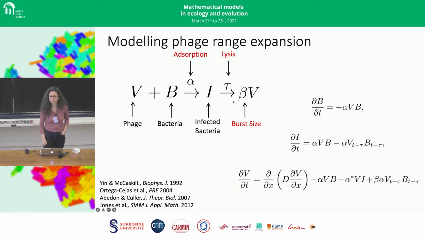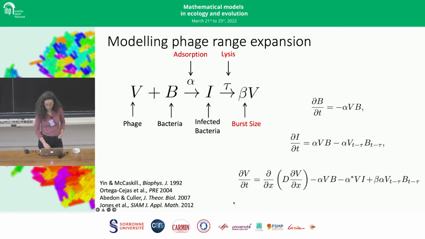So if you put everything together in a system of partial differential equations, you can model the dynamics. In our case, we're assuming that the bacteria are already at carrying capacity, so the only thing that happens for them is getting infected. Those bacteria that get infected become, well, infected bacteria. This is I. And then after a certain time tau, they lyse.